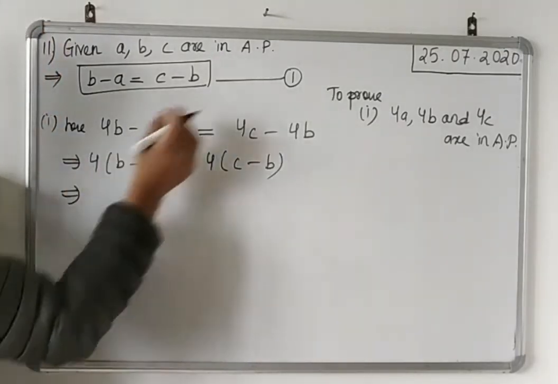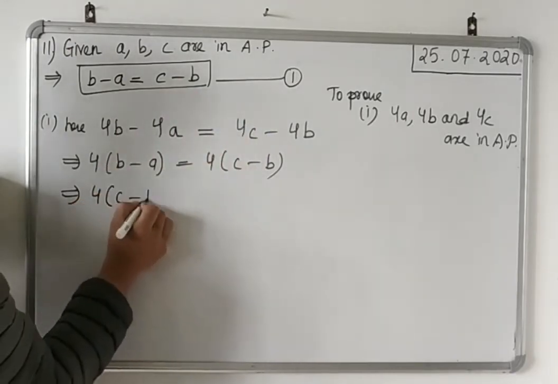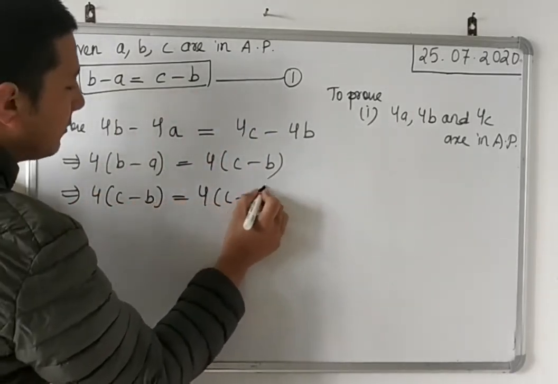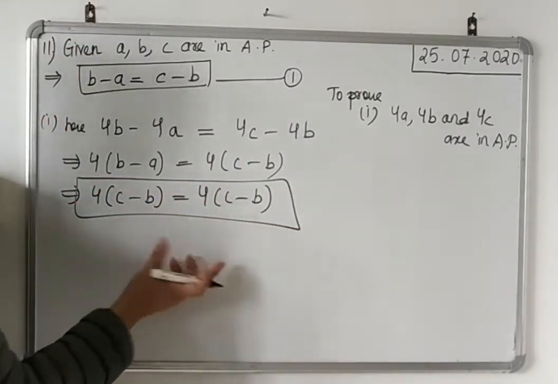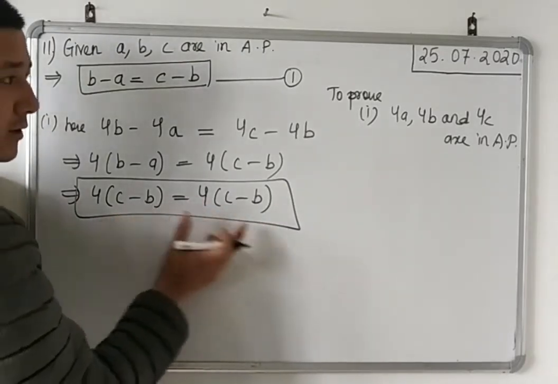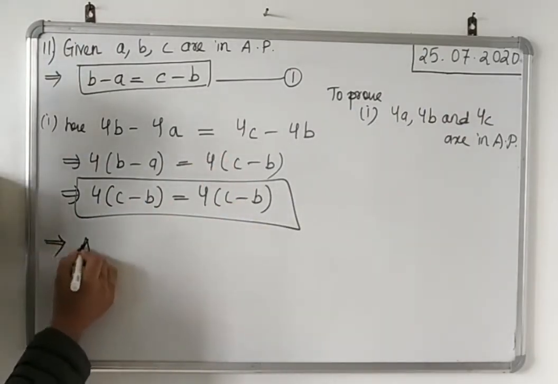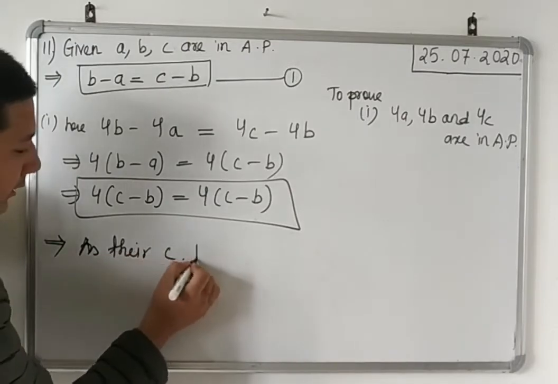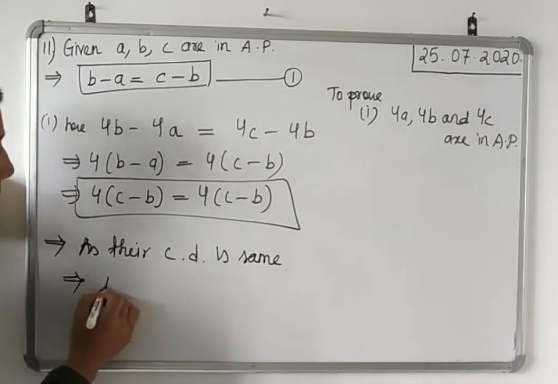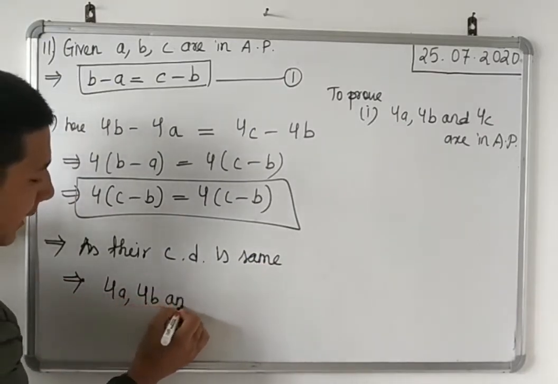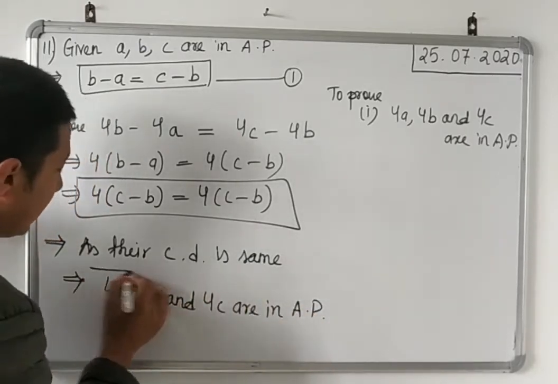Now I can use equation number 1 out here. I can replace b minus a by c minus b. So this becomes c minus b, which is equals to c minus b. So clearly we can see on both the sides we are getting equal values, which means the common difference is same. Okay, so the moment the common difference is same, these three numbers will be in AP. So your answer is very simple. You just have to mention out here as their CD, common difference, is same. This implies 4a, 4b and 4c are in arithmetic progression. That's it.